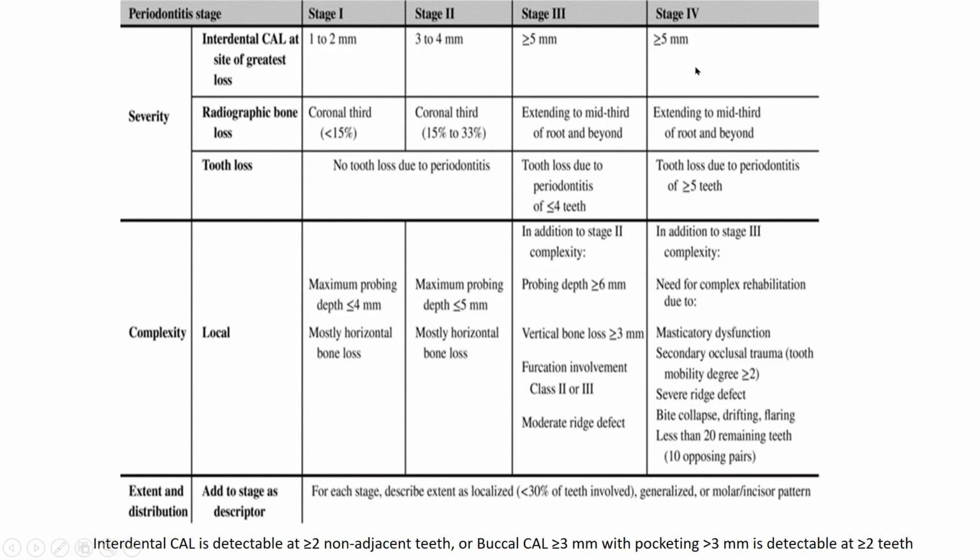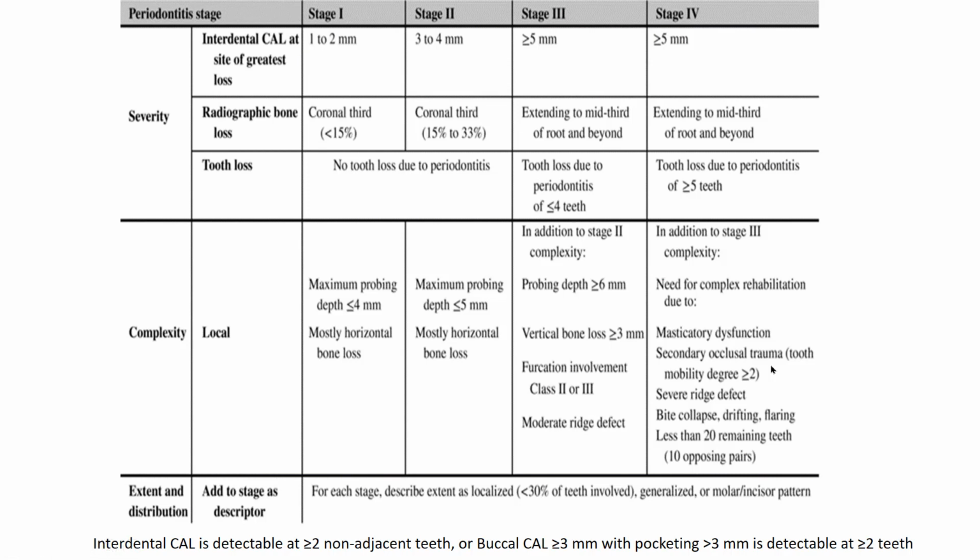Stage 4 is CAL greater than or equal to 5, and the same with the bone loss extending to the mid-third of the root or beyond. Here, if they've lost 5 or more teeth, it's a stage 4. And then in addition to the stage 3 complexity, patients may have a need for complete rehab, masticatory dysfunction, secondary occlusal trauma, mobility, for example, that's 2 or greater, severe ridge defects, bite collapse, which you may see as drifting or flaring of the teeth, and when there are less than 20 remaining teeth. So that's a stage 4.